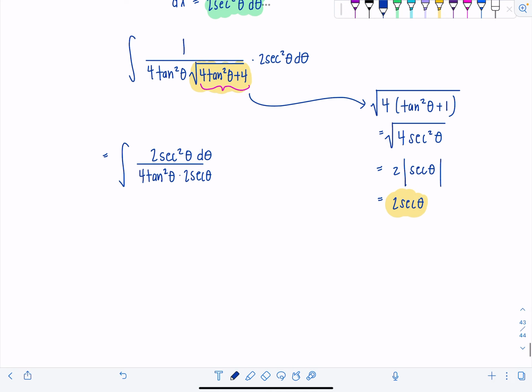Okay, now let's see here. The 2 cancels. Not only that, this entire secant theta is gone, as is one of the secant thetas in the numerator. Take your constants outside. So I'm going to write 1/4. And then in the numerator, we've got secant theta over tan squared theta d theta.